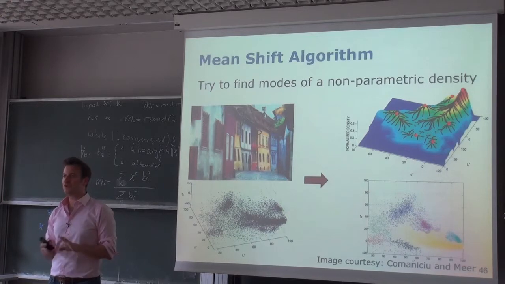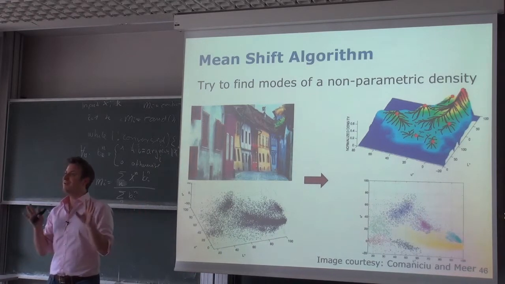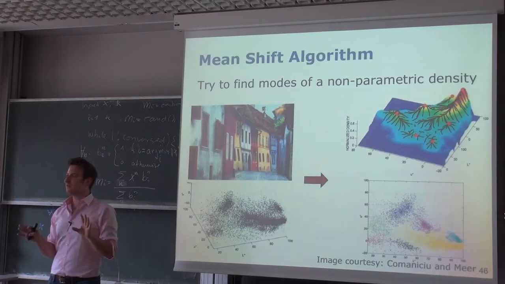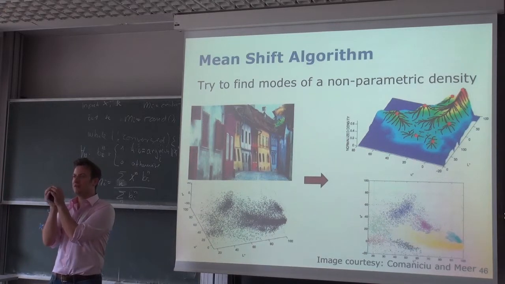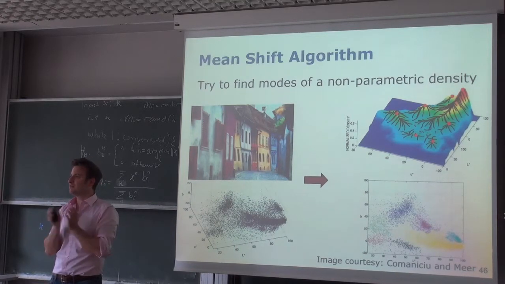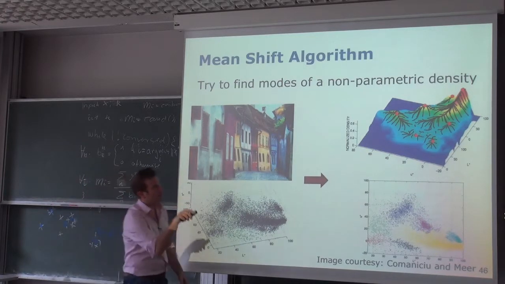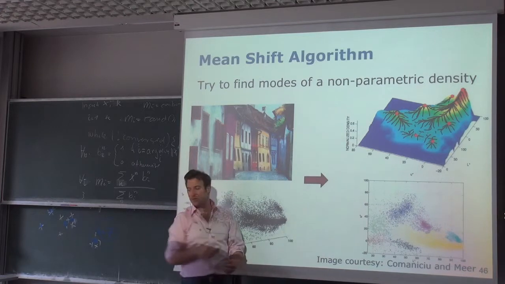Non-parametric because we don't fit a function to it. We don't use the Gaussian or Poisson distribution or whatever to this data. We just take the samples, those data points, as they are, and look into local areas and say the more data points which fall into an area, the higher the likelihood or the probability of that area. Okay? That's the idea of what's meant by non-parametric density. And we want to try to find the modes of this density.